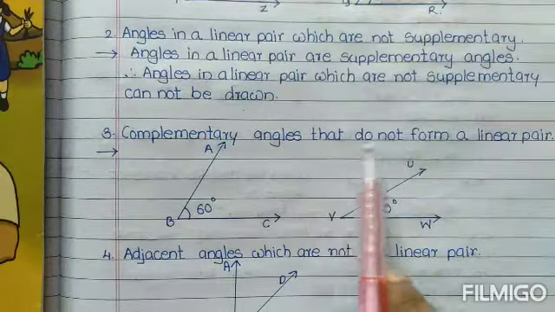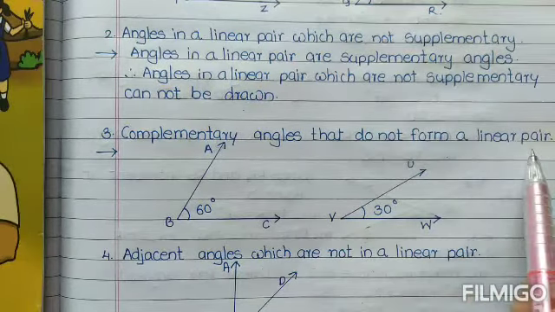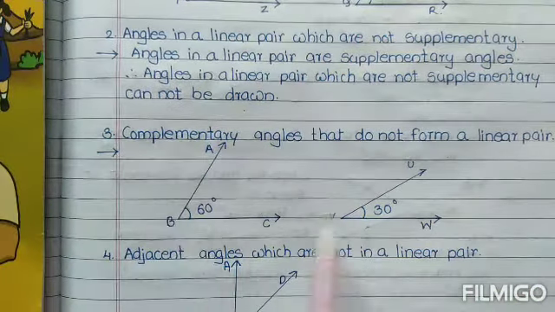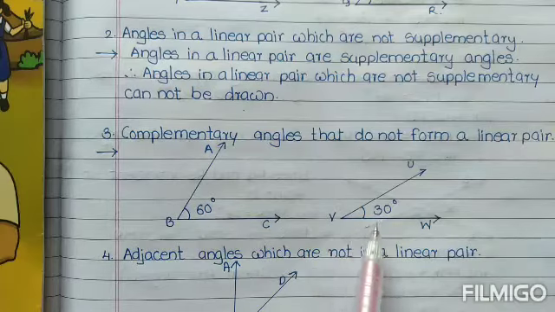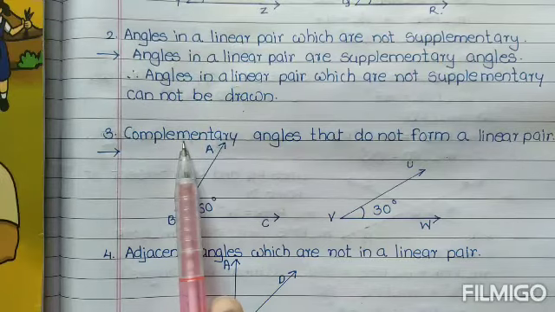Complementary angles that do not form a linear pair. Do not form a linear pair means they are not adjacent. Complementary means their sum is 90 degrees. So I can draw any two acute angles which satisfy the condition of complementary angles.